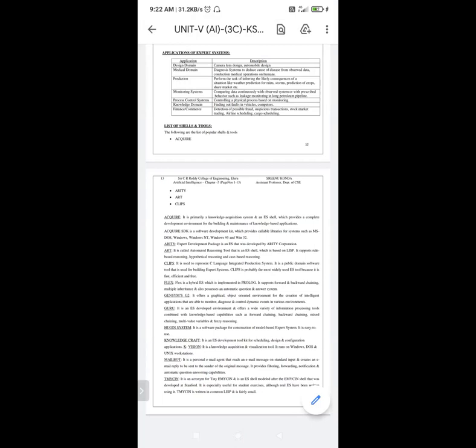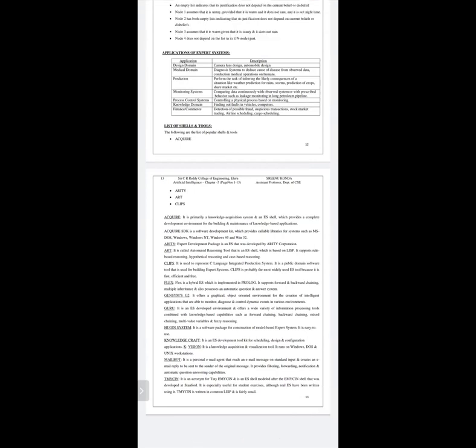Next one, Gensym's G2. It offers a graphical object-oriented environment for the creation of intelligent applications that are able to monitor, diagnose, and control dynamic events in various environments. Next one is Guru. It is an expert system developer environment that offers a wide variety of information processing tools combined with knowledge-based capabilities such as forward chaining, backward chaining, mixed chaining, multi-value variables, and fuzzy reasoning. And another system is Hugin, H-U-G-I-N. It's a software package for construction of model-based expert systems, which is easy to use.